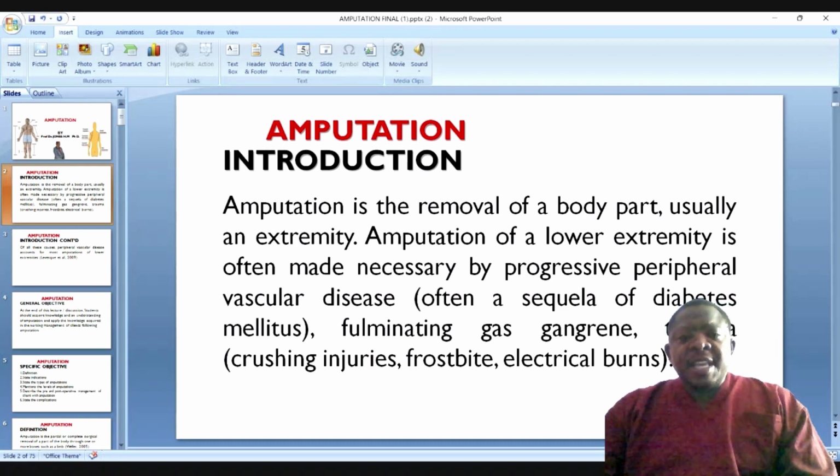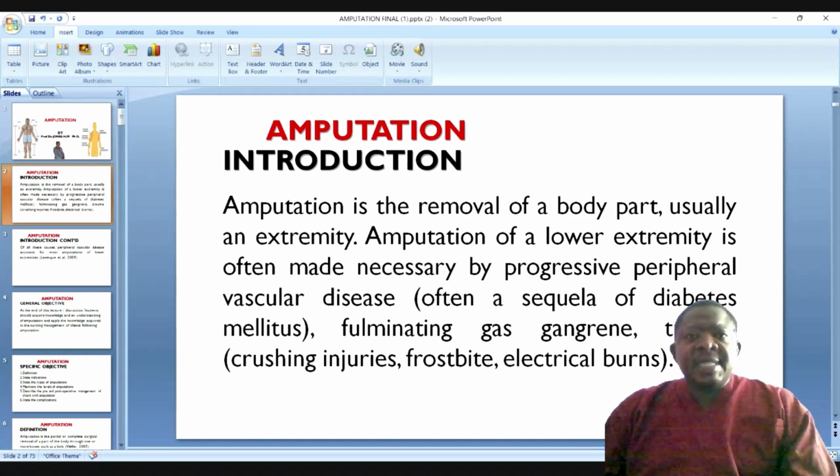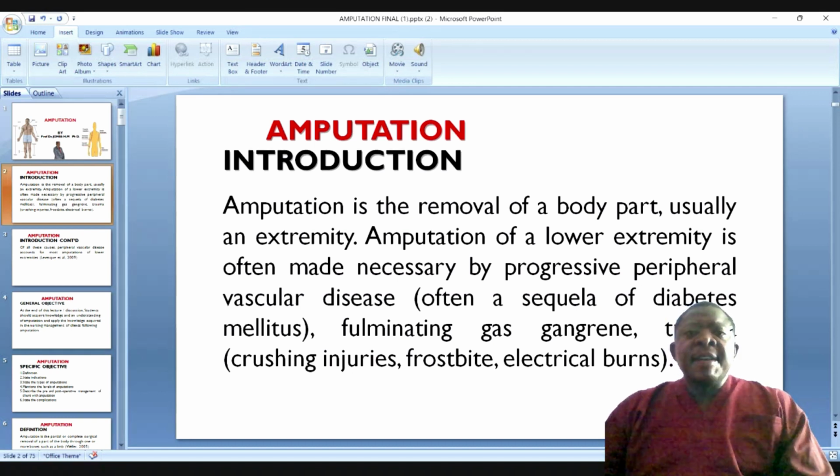We are not saying that when you remove internal organs it is amputation, but we are saying the removal of a body part, and the body part is an extremity. So that removal of that body part, we call it amputation. Amputation of a lower extremity is often made necessary by progressive vascular disease. When I'm saying vascular disease, I mean diseases that affect the blood flow, the vasculature.